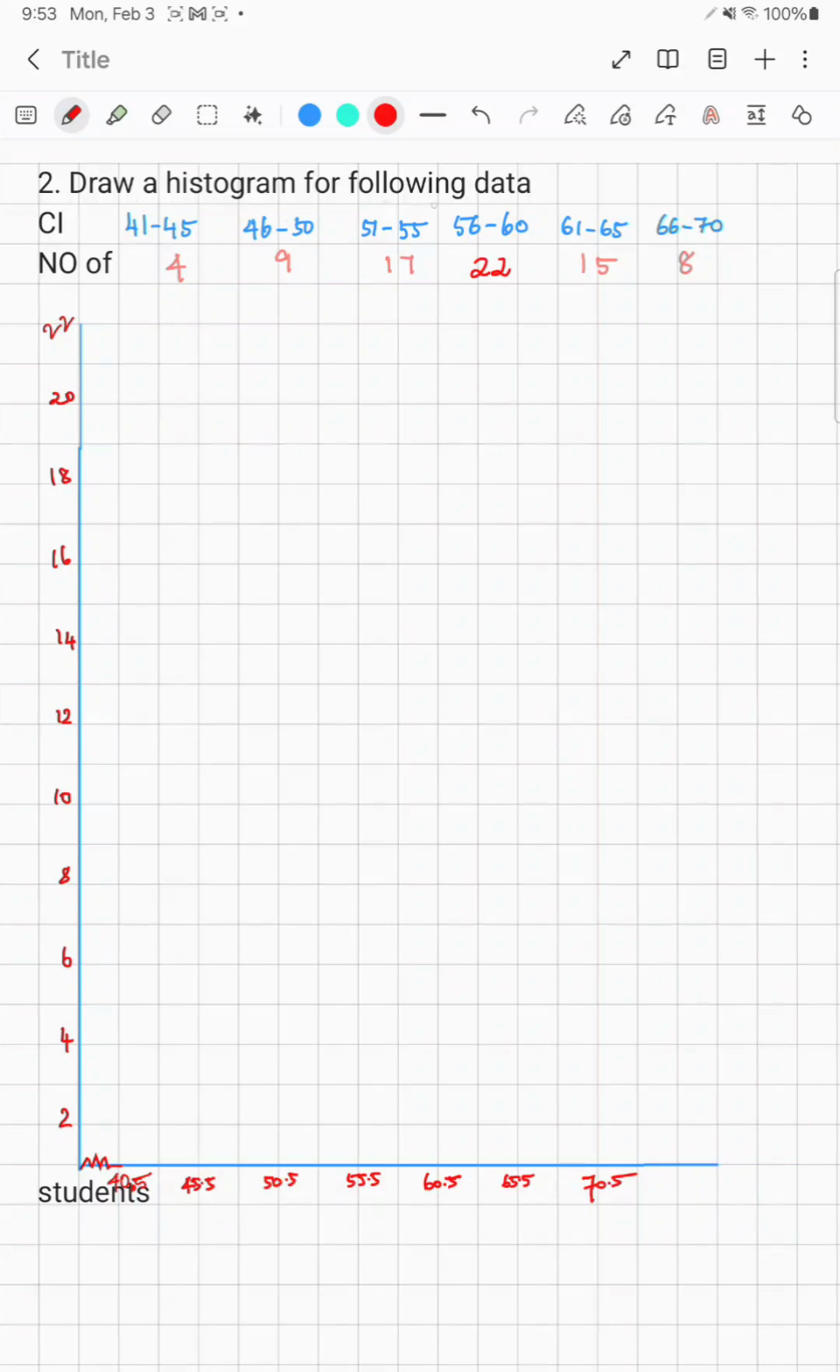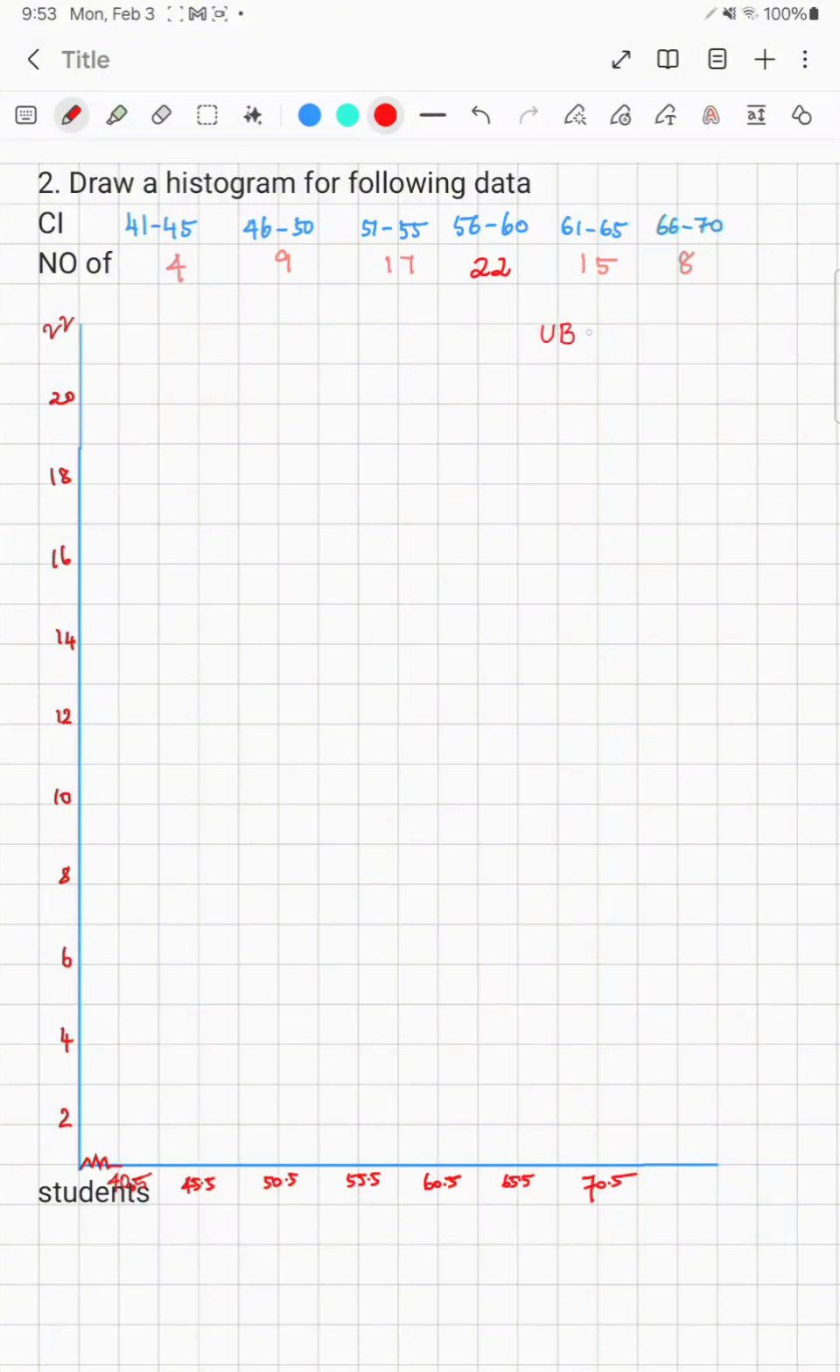This is not a continuous data because the lower class interval ends at 45, but in the next class interval the lower limit is 46. Okay, it's not starting from 45, it starts from 46. So here also it is 50, but it starts from 51 in the next class interval. So we have to check the gap and then we have to make an upper boundary and a lower boundary for your graph.